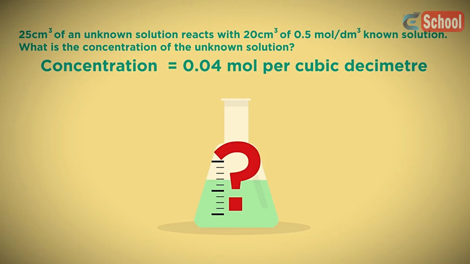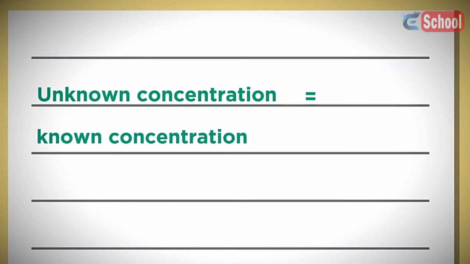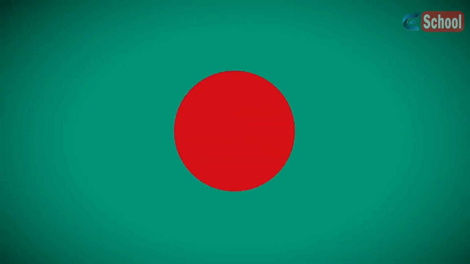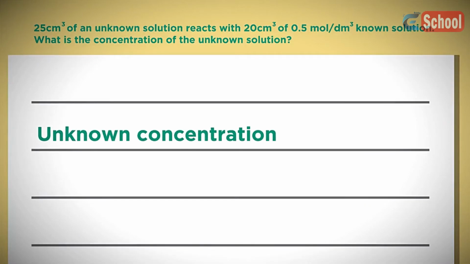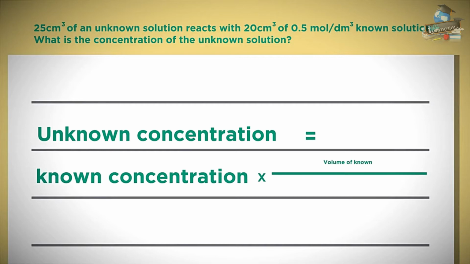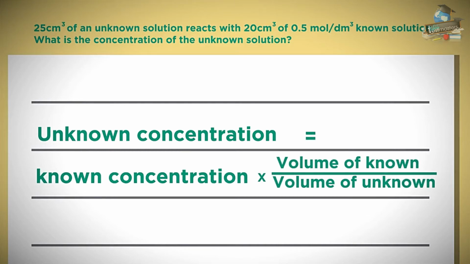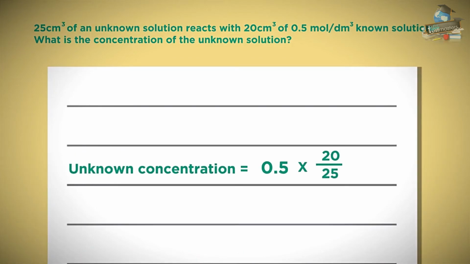It is much easier to take the time to understand what is happening, but if you prefer to just learn an equation, this is all you will need to know for titration calculations. Using the values we've just determined, we can make use of the following formula. The concentration of the unknown solution equals the concentration of the known solution multiplied by the volume of the known solution divided by the volume of the unknown solution. So, the unknown concentration equals 0.5 multiplied by 20 over 25, which equals 0.4.